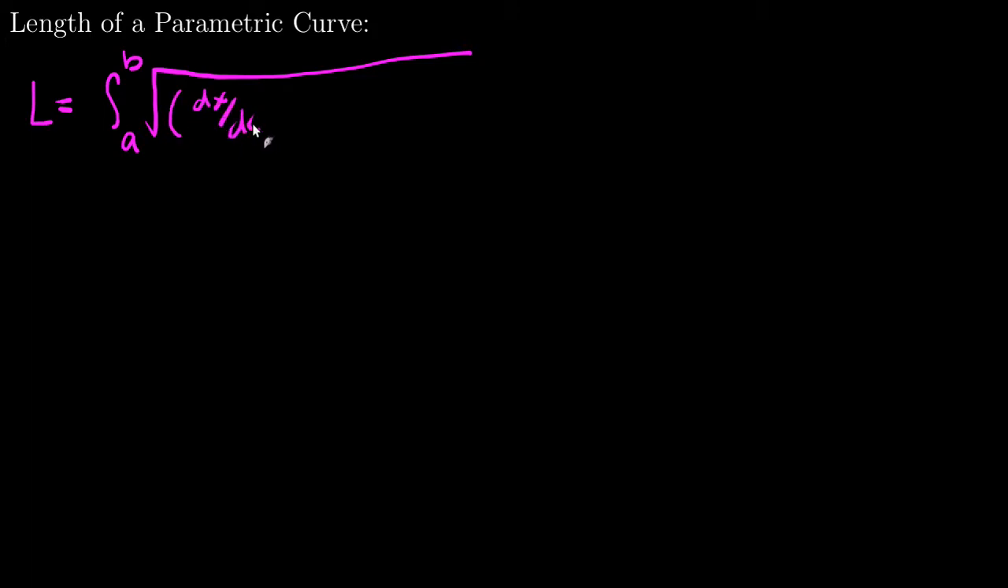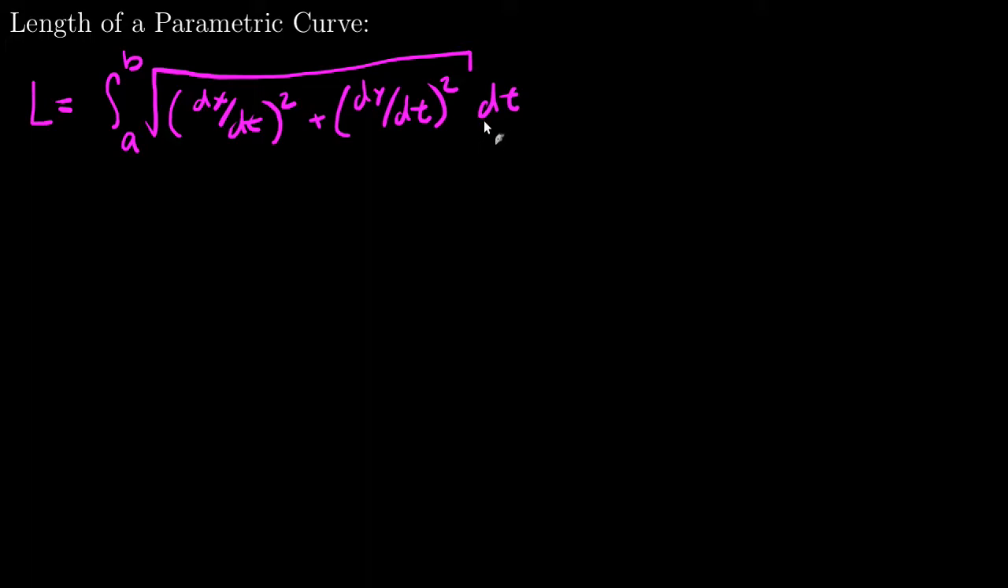In this video, we're going to look at how to find the length of a parametric curve. So first off, the formula, and here's the idea. The length of a parametric curve will be the integral from some starting t value to some stopping t value of the square root of dx dt squared plus dy dt squared dt.